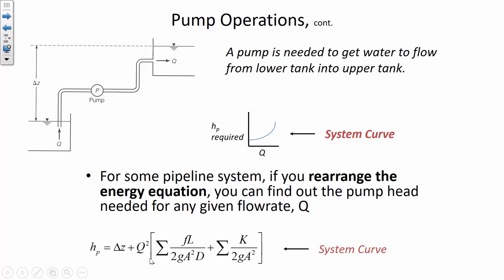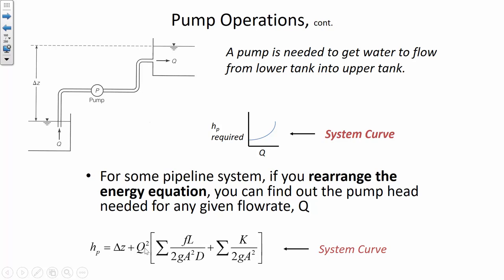Now, this system curve is just rearranging the energy equation, where we're assuming that at both the origin and the destination, there's no velocity, so we cancel out the velocity head term. At both the origin and the destination, it's open to the atmosphere, so the pressure head terms cancel out. What we're saying is the pump has to add enough energy to overcome the elevation difference, and it's also adding energy to overcome the friction losses and the local losses. So this is the system curve, and it's a function of the flow rate squared.